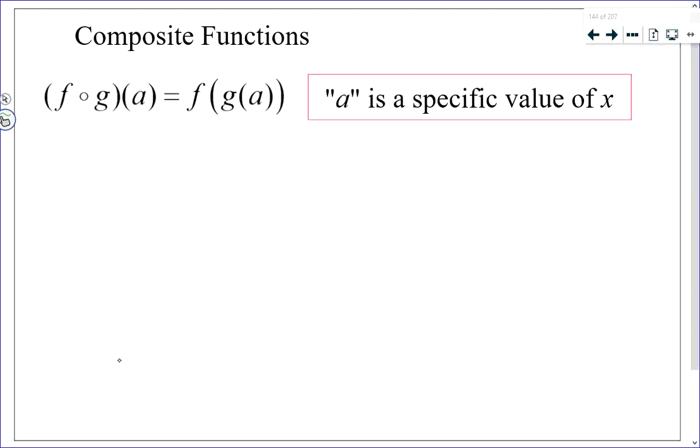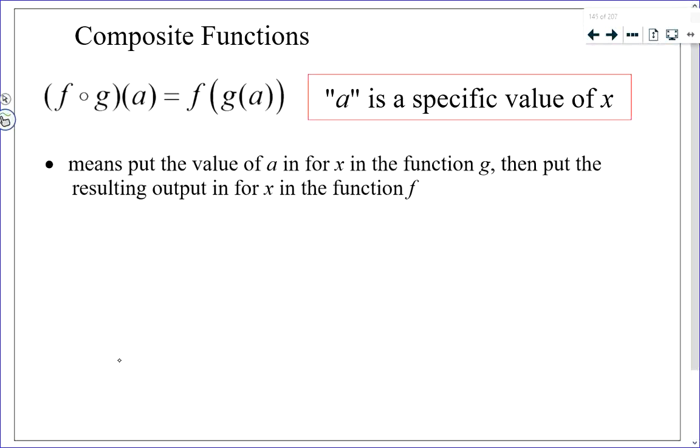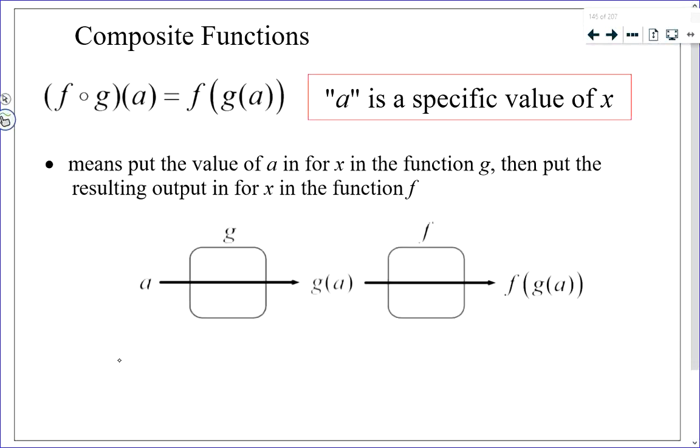Moving on, more specifically, f of g of a means f of g of a, and a is a specific value of x. It means you put the value of a in for x in the function, and then whatever you get coming out of the function g, you put in for x in the function f. And whatever you get coming out of that is the answer.